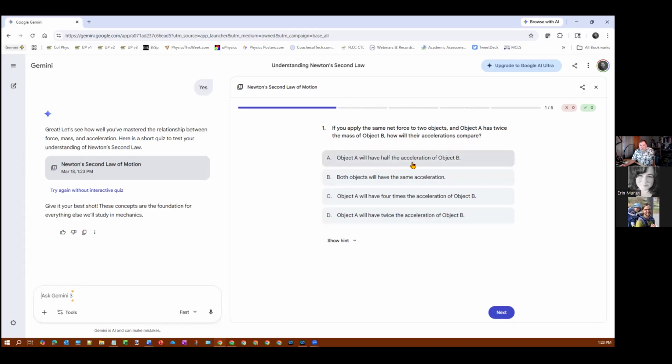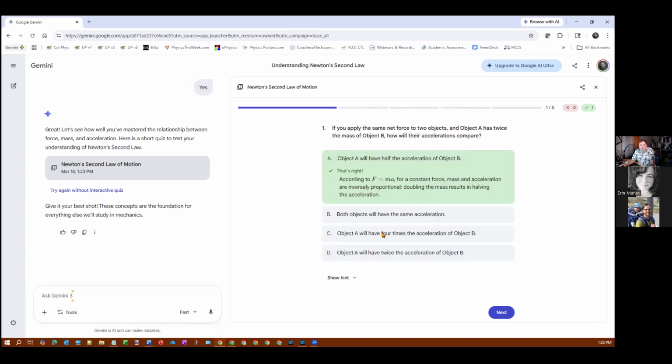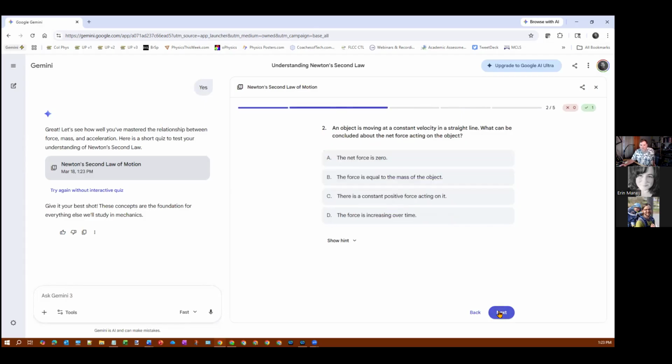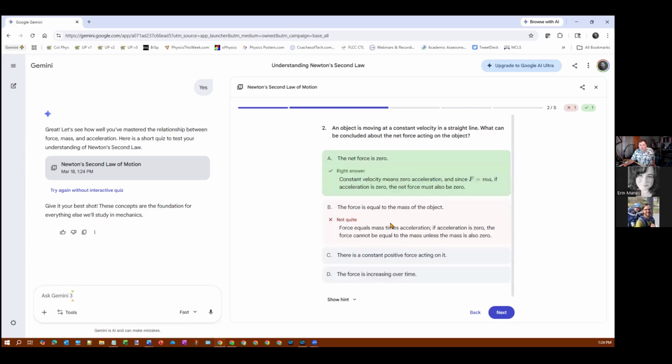A has twice the mass. Okay, notice that I got it right. Hopefully, because I'm a physics professor, I got that. And let's see. Now, this one I'm going to get wrong on purpose. Constant velocity in straight line, net force. Okay, for this one, it gave me the wrong answer. I clicked the wrong answer. It told me what the right answer was and gave some explanation.